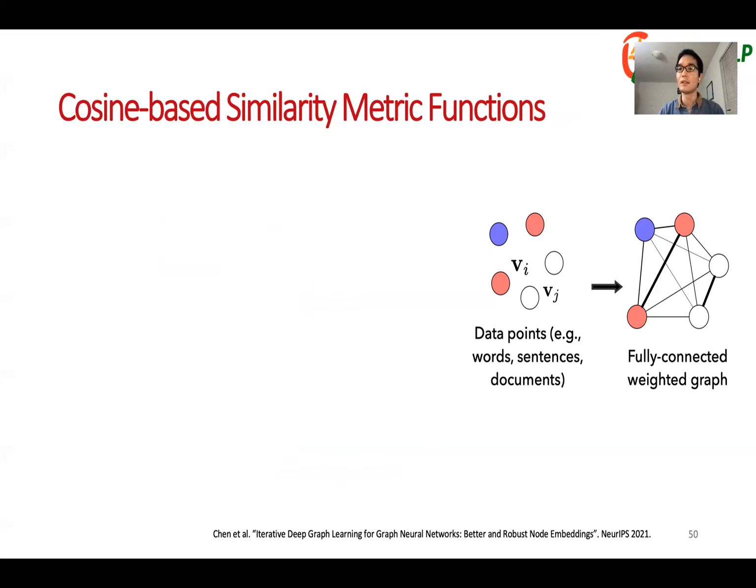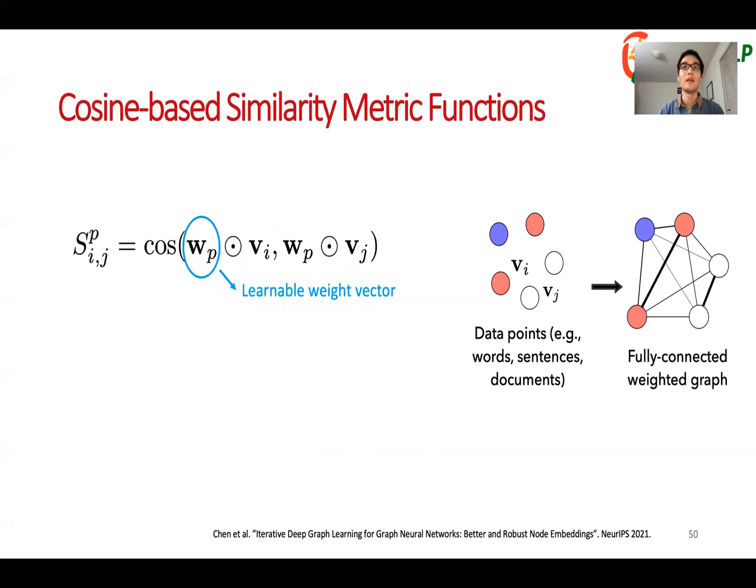Let's see an example of a cosine-based metric function. Here, Wp is the weight vector associated with the p-th perspective and has the same dimension as the node embeddings. Intuitively, Sigma p computes the pairwise cosine similarity for the p-th perspective, where each perspective considers one part of the semantics captured in the embeddings. One can average multi-head similarity scores to increase the learning power of the metric, which is similar to the idea of multi-head attention in transformer-like models.